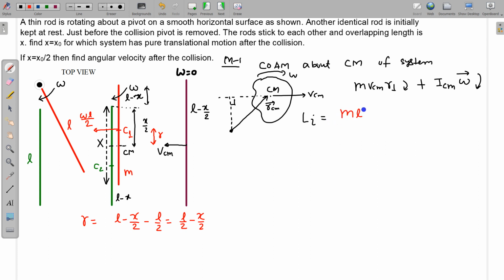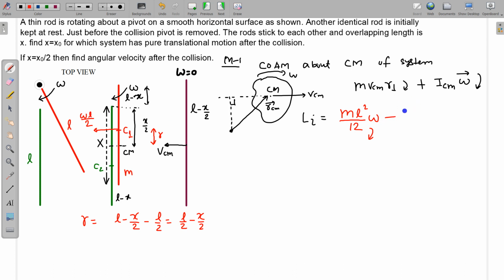So ICM, what CM is this? This CM is the center of mass of this rod. I am writing angular momentum of the rod about this point, which is the CM of the system, and this C1 is the CM of this rod. So this is ml square by 12 into omega. This term has clockwise sense. I am taking this term as positive, and the other term is anti-clockwise, so I am taking that as negative.